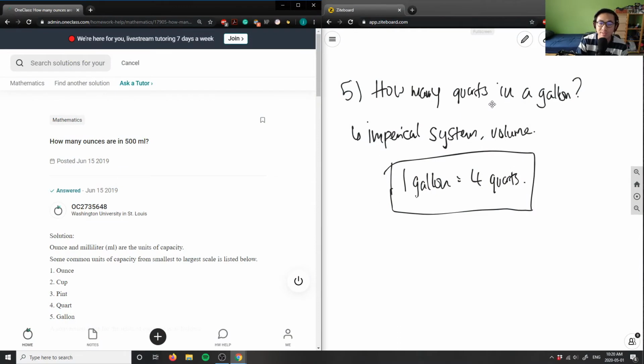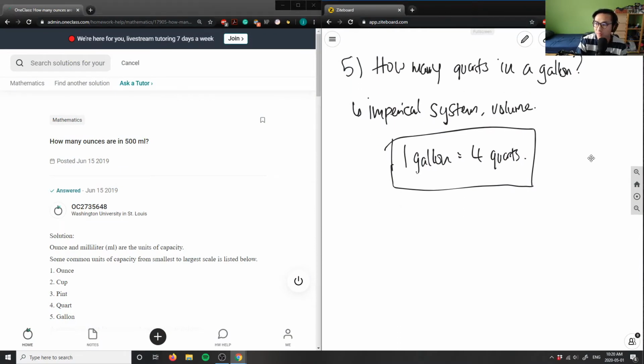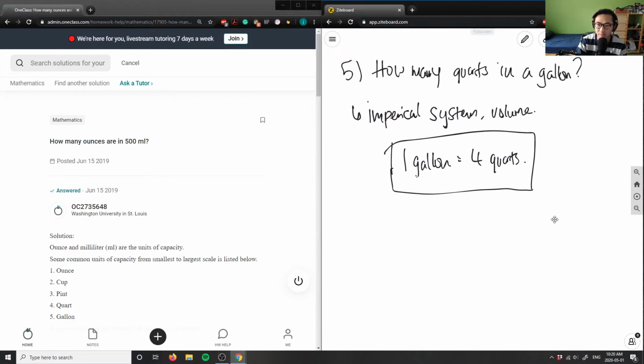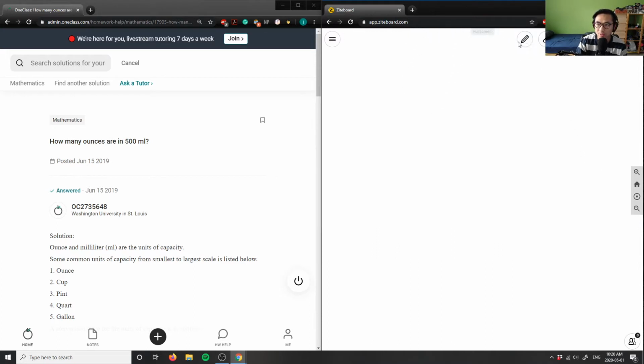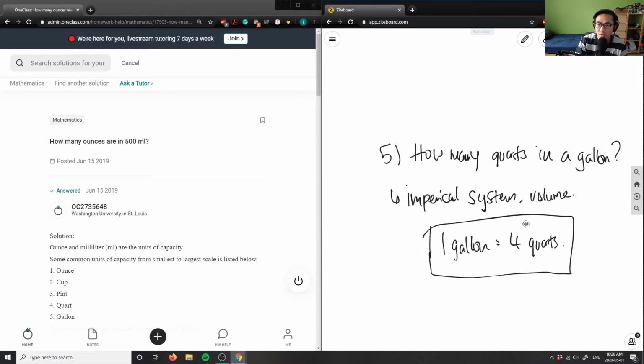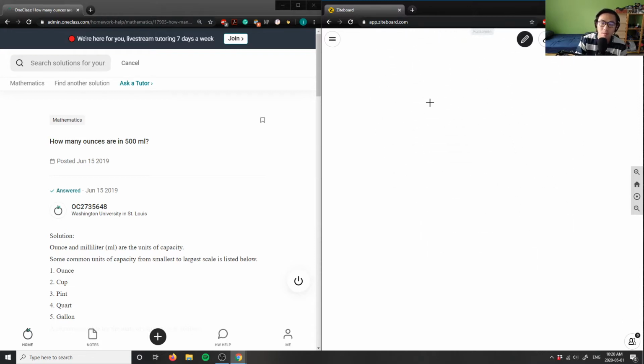It says how many ounces in 500 milliliters, and I think the next question is going to be the exact same. So I'm basically going to do this problem once, and then move ahead here. So I think this is question 6. Yeah, I might finish early today because I think I doubled up on a question today here.